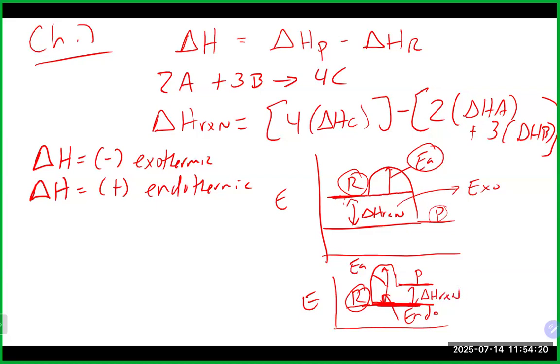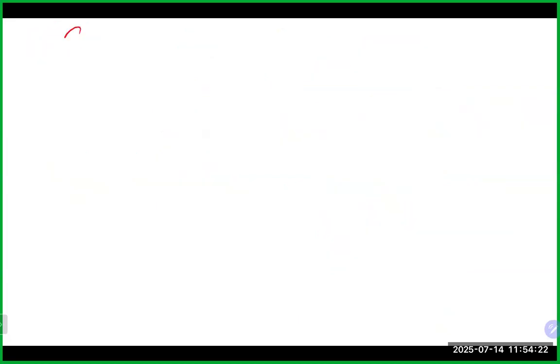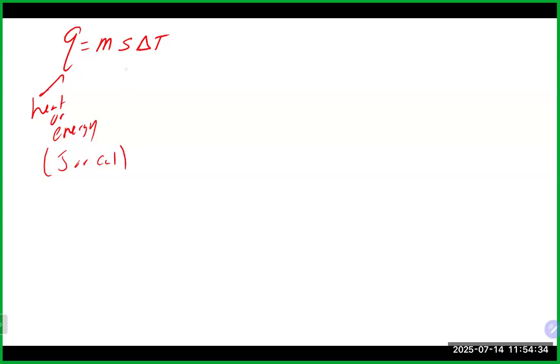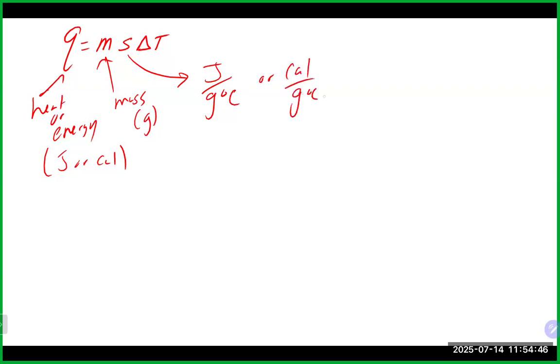We also got into specific heat and specific heat capacity. Q equals m s delta T. Q is heat or energy and has units of joules or calories. M is mass, which has units of grams. S is the specific heat capacity, which is joules per gram per degree Celsius, or calories per gram per degree Celsius. Again, people oftentimes get these two confused, but the specific heat capacity has all three of those units.